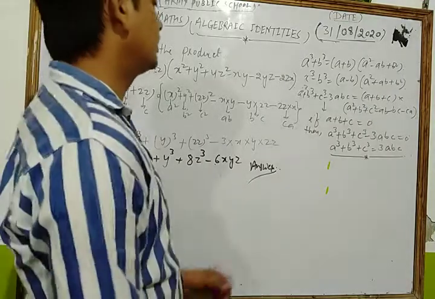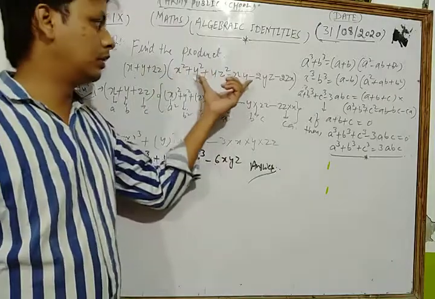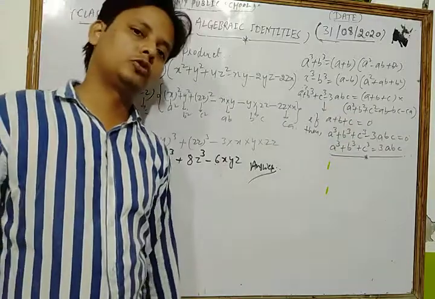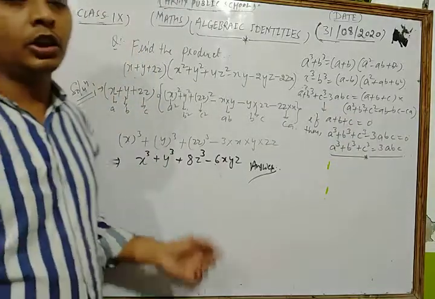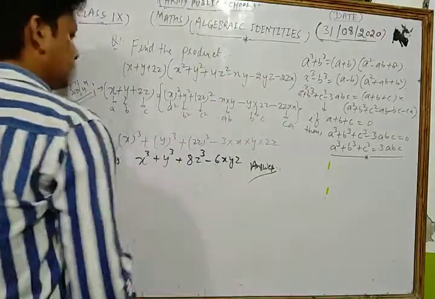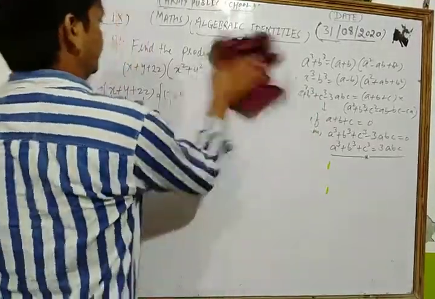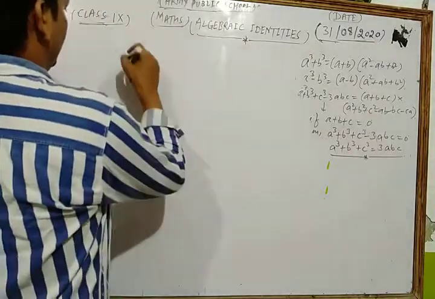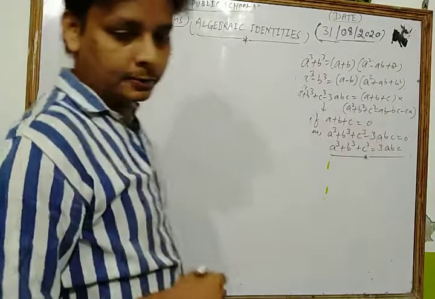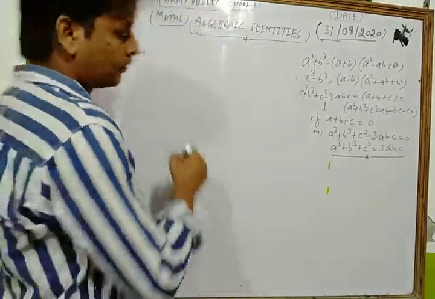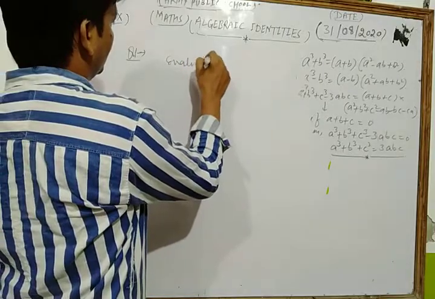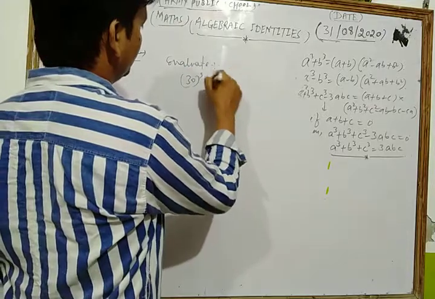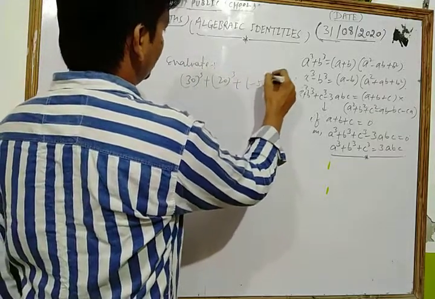Let's see once more, dear students. First we arrange the given question in this way. After that we apply the identity a cube plus b cube plus c cube minus 3abc, and we get our result. Now we take a small question based on these identities. Your question is: evaluate 30 cube plus 20 cube plus minus 50 cube.